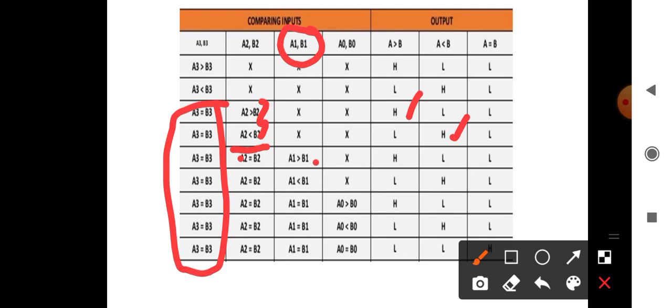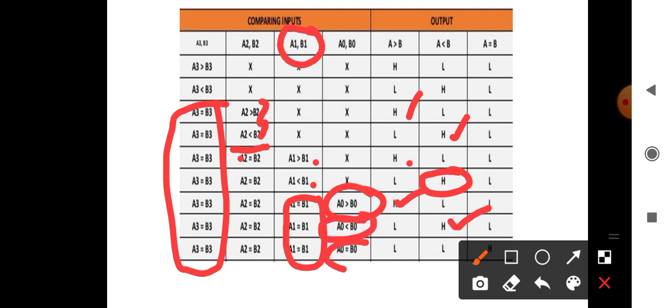When A1 is greater than B1, then it will take A is greater than B. When A1 is lesser than B1, then A is lesser than B. Still, when A1 is equal to B1, then it will compare A0 and B0. When A0 is greater than B0, then A is greater than B. When A0 is lesser than B0, then A is lesser than B.